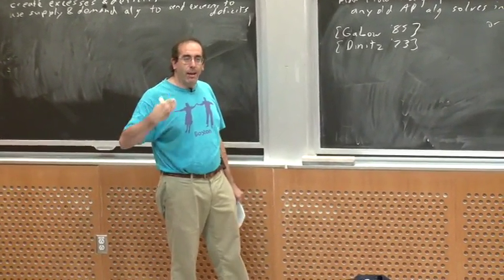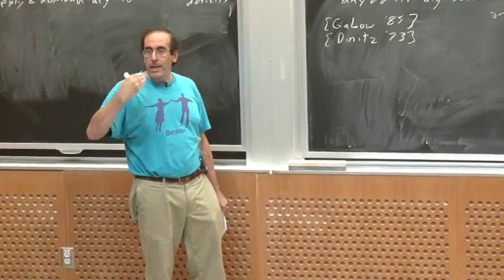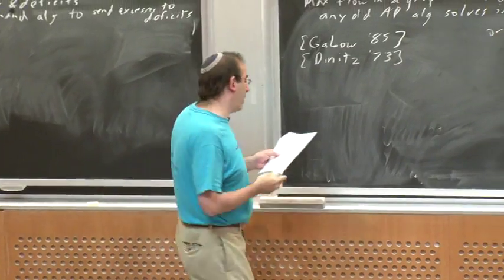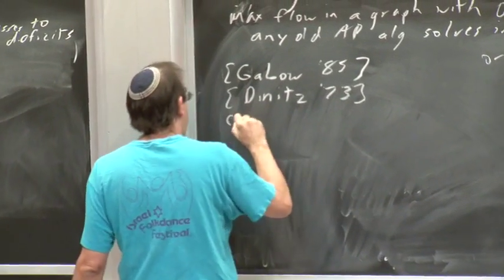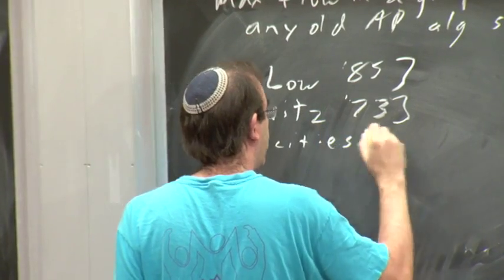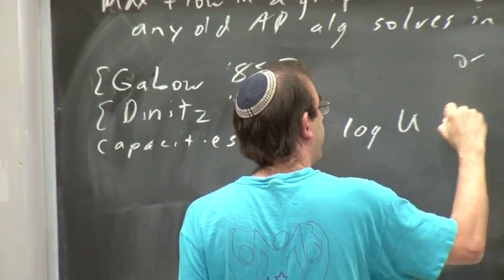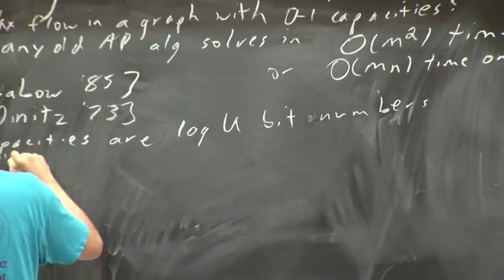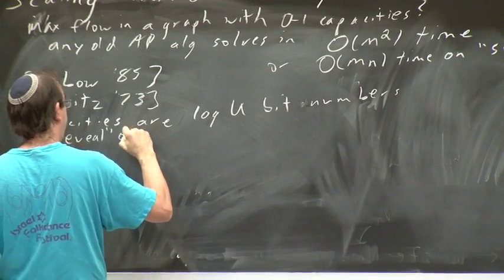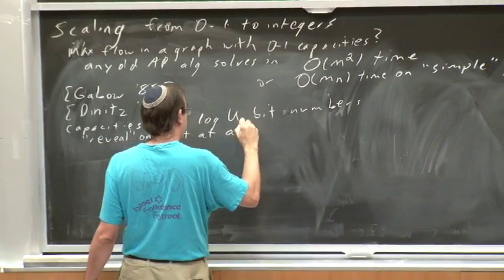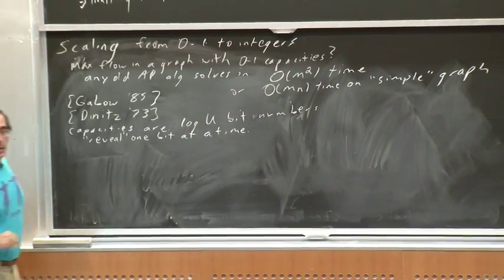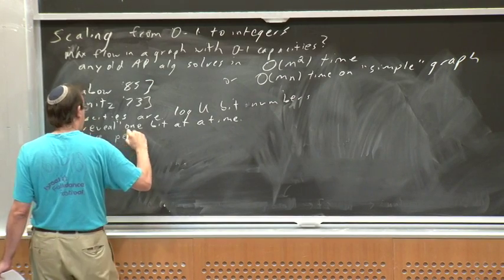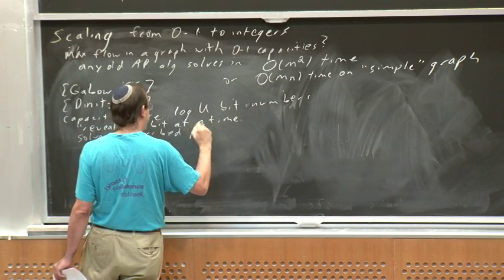And because you're always just talking about bringing back the low order bit, your algorithms are often as simple as the 0-1 case and avoid some of the numeric complexity of other approaches. So we're going to think of our capacities as log u bit numbers. And what we're going to do is reveal 1 bit at a time. And each time we reveal a bit, we're going to solve the perturbed problem that's created by revealing that bit.